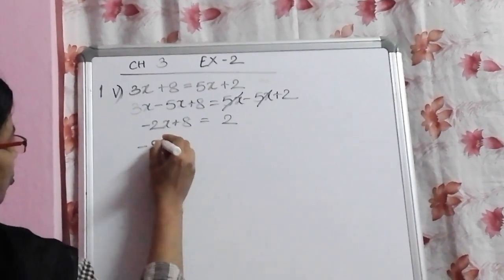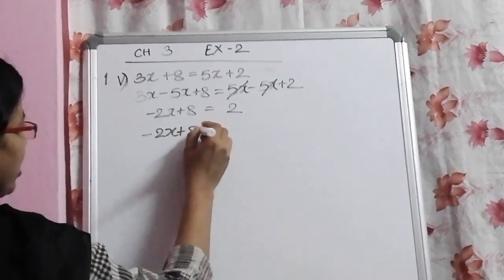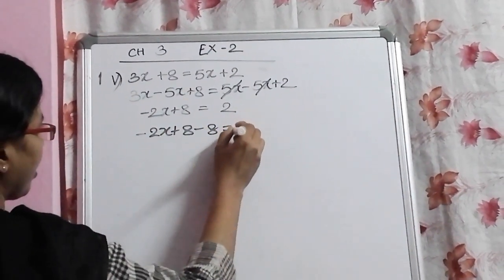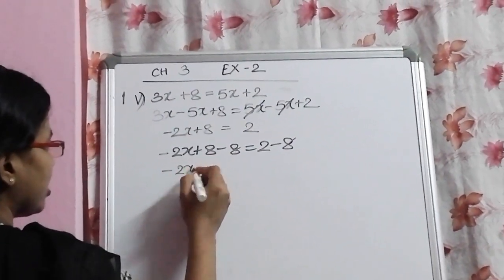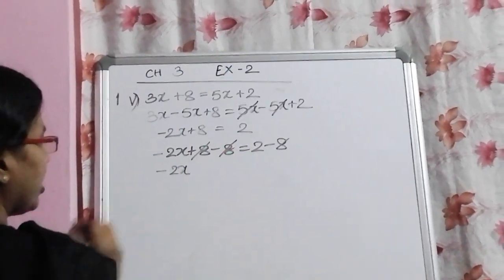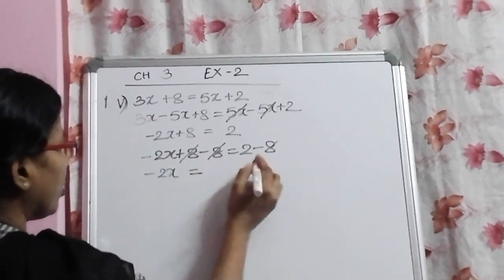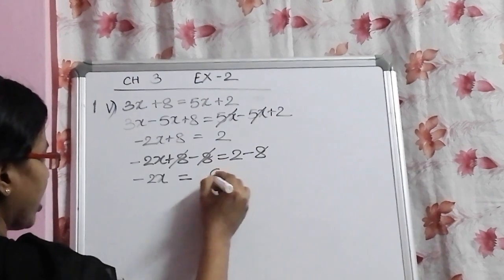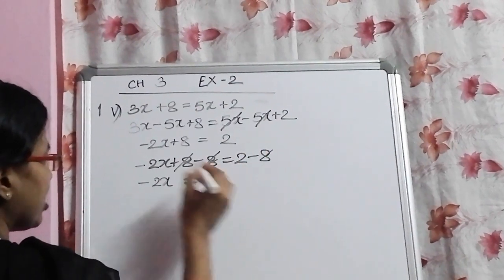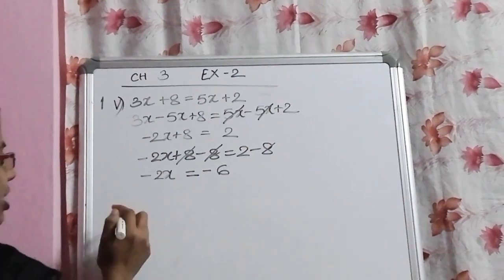So what we should do? We have to subtract 8 from both the sides. So this is minus 2x as it is, plus 8 and minus 8 get cancelled. This is equal to 2 minus 8. 8 minus 2 is 6, and because the bigger number is having a minus sign, you get minus here.